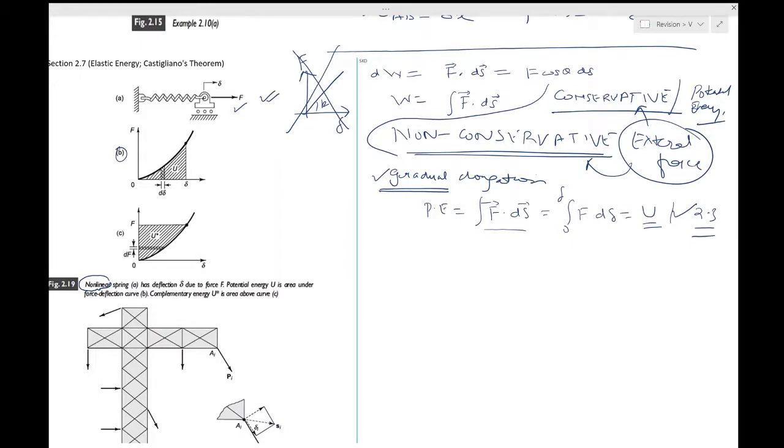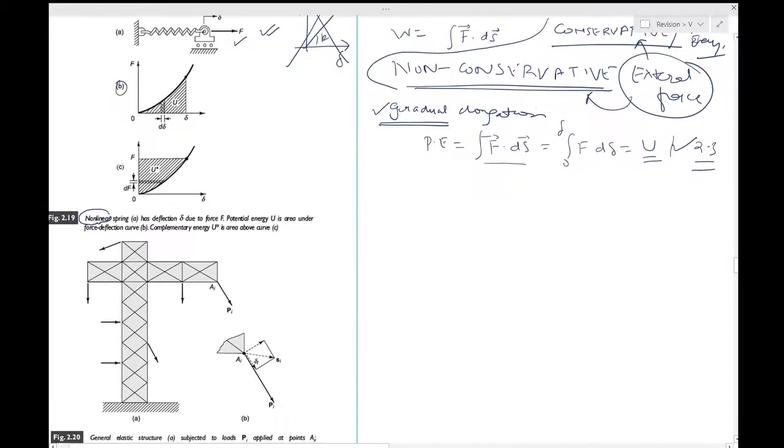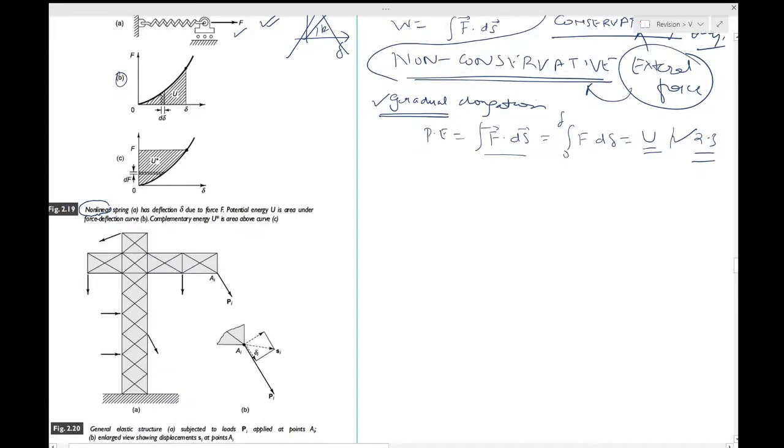Okay, now let's come back to the newer part of it and look at this figure 2.20a. This is a general elastic structure. It can be loaded by an arbitrary number of loads. So you have these Pi, and all these arrows are an arbitrary number of loads, and at a typical loading point Ai, so A1, A2, A3 and so on, meaning at A1 P1 will act, at A2 P2 will act, and so on.